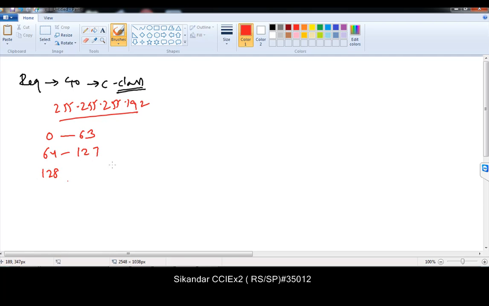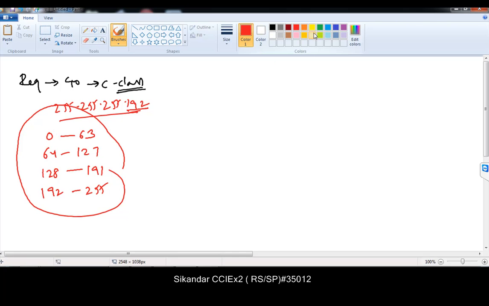It's a group of 64 addresses. You can see there 128 and 192. 128 to 191 is one network, 192 to 255 is the fourth network. This is the range of addresses where the first address represents your network ID, and the last address represents your broadcast ID.